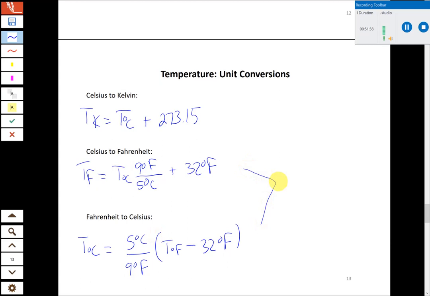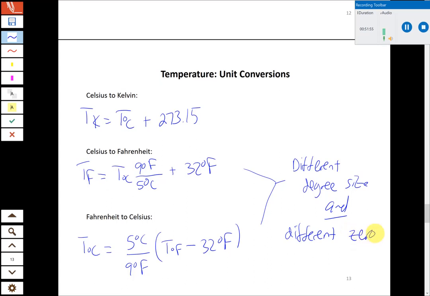And the reason these are so complicated is because you have a different degree size for these units. So Celsius and Fahrenheit have different degree sizes as we talked about. And they have different 0 points. So they're also phase shifted relative to each other, where 0 Celsius is not equal to 0 Fahrenheit. It's equal to 32 Fahrenheit. So converting between these is complicated.